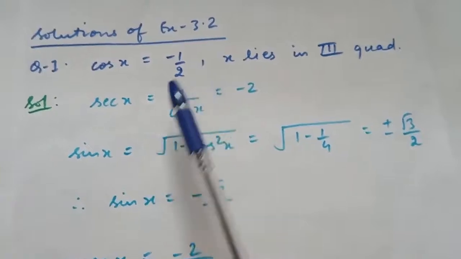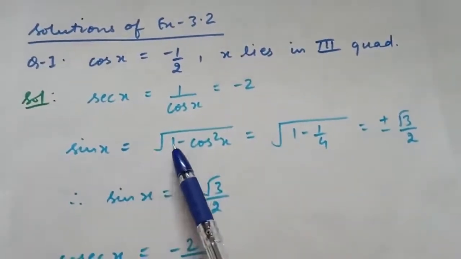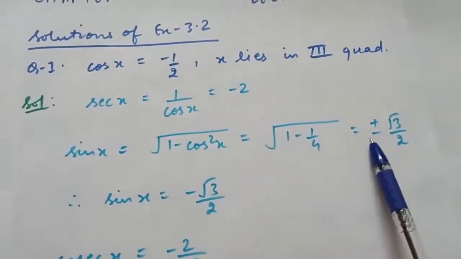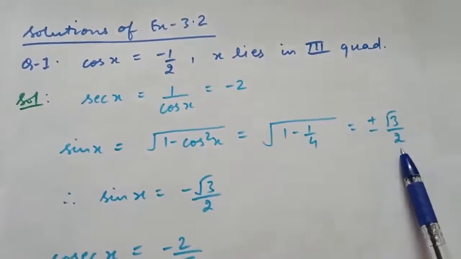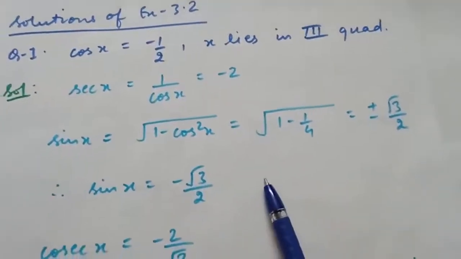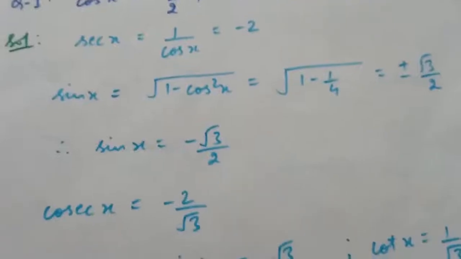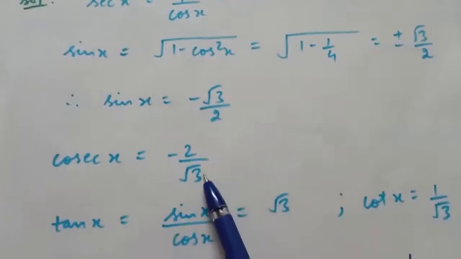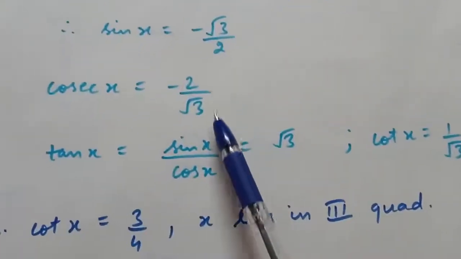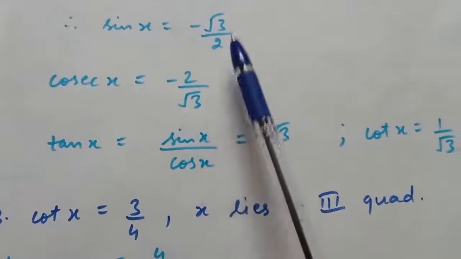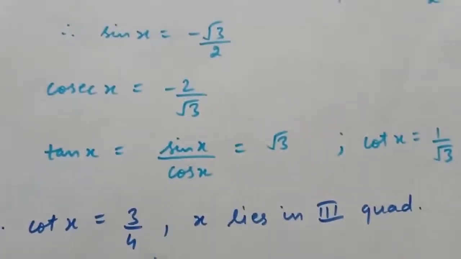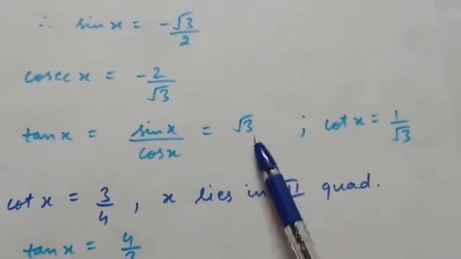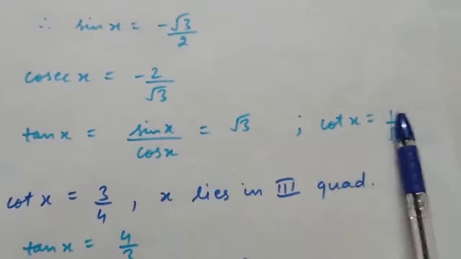Because cos x is given, so calculate sin x, which is root of 1 minus cos square x, 1 minus 1 by 4, and you will get plus minus root 3 by 2. Because x lies in third quadrant, therefore sin x will be negative. So sin x will be minus root 3 by 2. Reciprocal of sin x is cosecant x, so it will be minus 2 by root 3. Also we know the value of sin x and cos x, so tan x will be sin x upon cos x, which is equal to root 3, and cot x will be 1 by root 3.